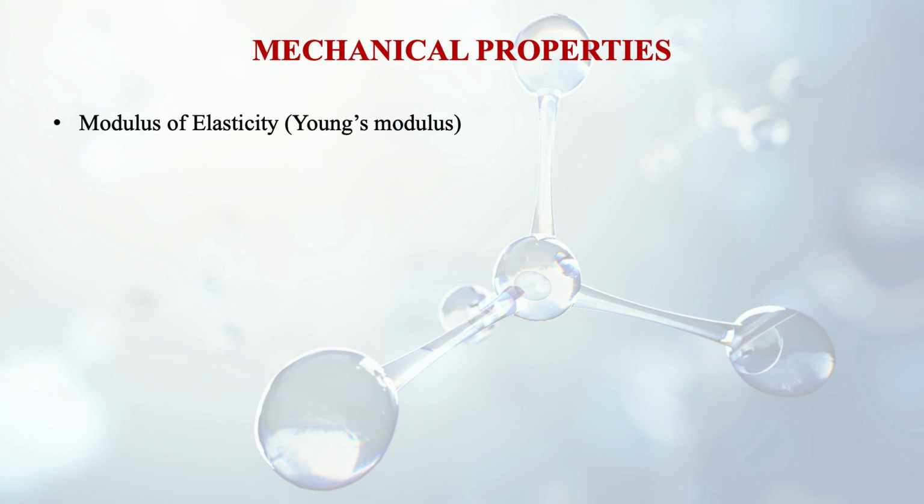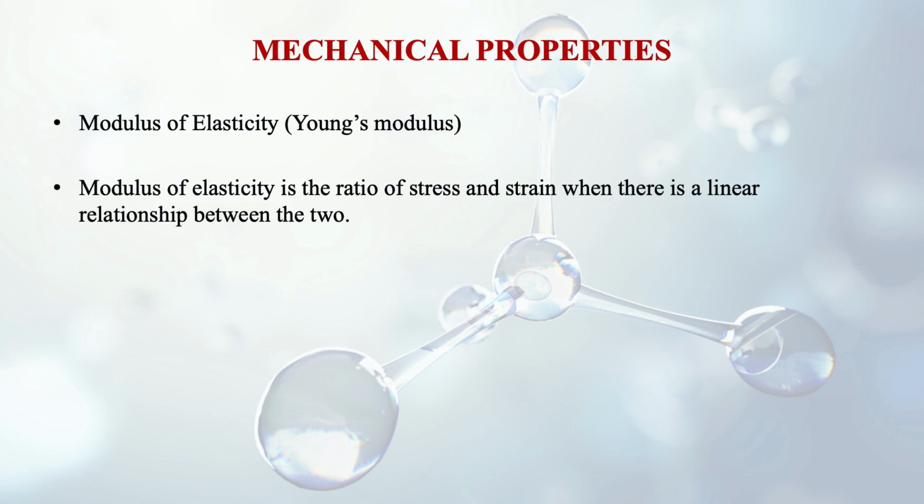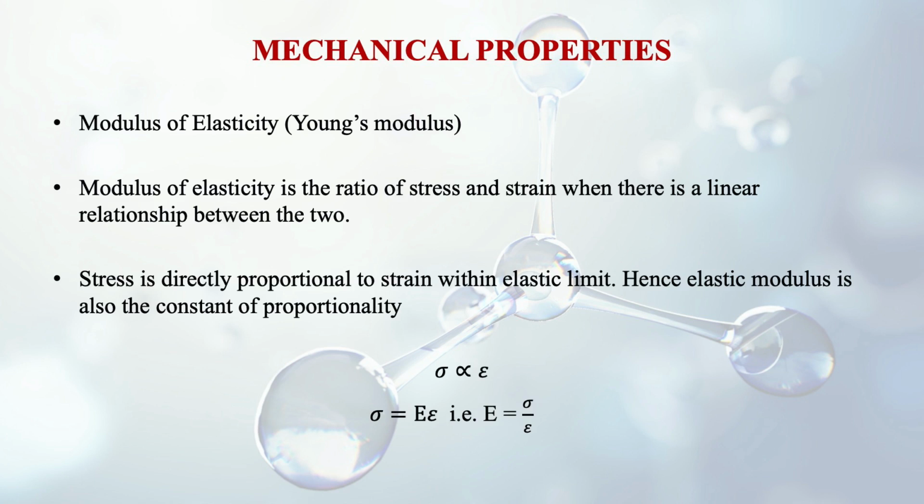F by A by delta L by L is also known as the modulus of elasticity or the Young's modulus. And you can see here, modulus of elasticity is the ratio of stress and strain when there is a linear relationship between the two. That means we are talking only about the elastic limit. We are not going beyond that point, the limit of proportionality and the elastic limit. So that's why it is known as the limit of proportionality, because the stress is directly proportional to the strain.